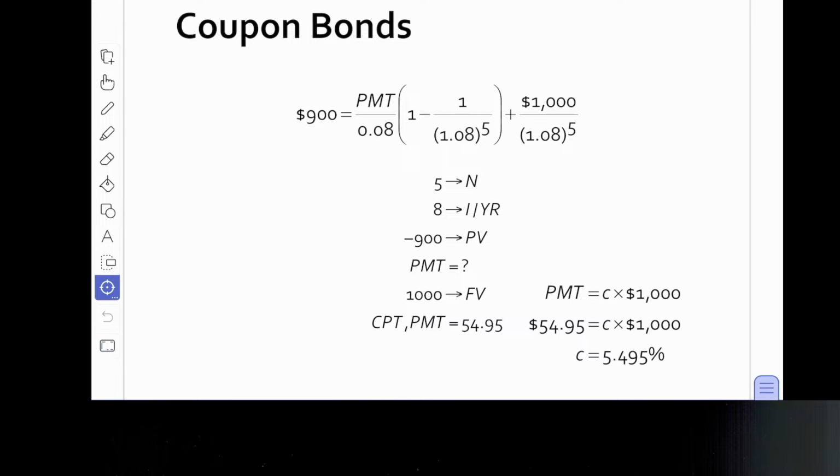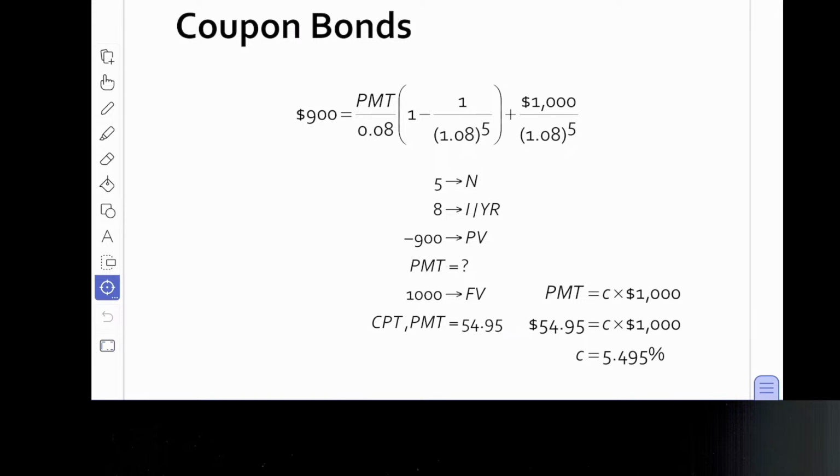Let's see, what I did here was remembering that the price is a negative and the face value to be received is a positive. Ask for the payment and you'll get $54.95. But remembering the payment comes from this formula of the coupon rate times the 1,000. So rather than multiplying, you have to divide to find the rate. So have a look at that.